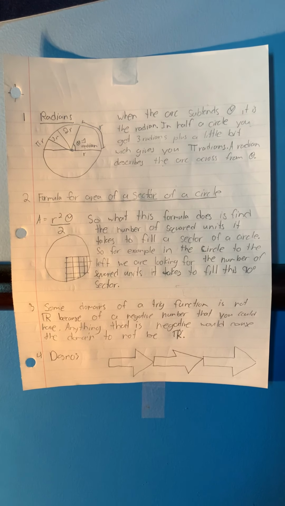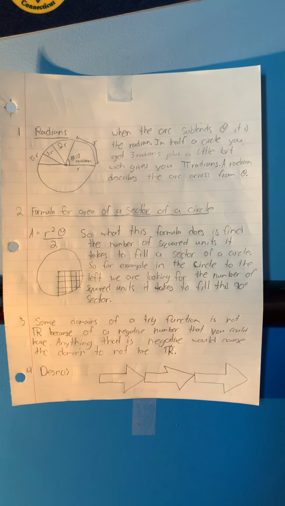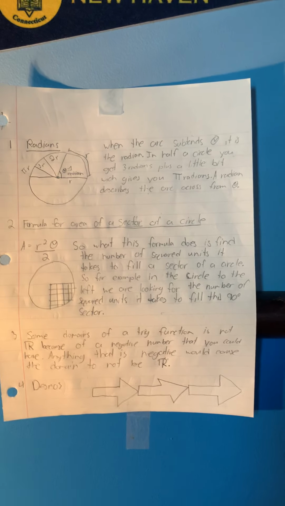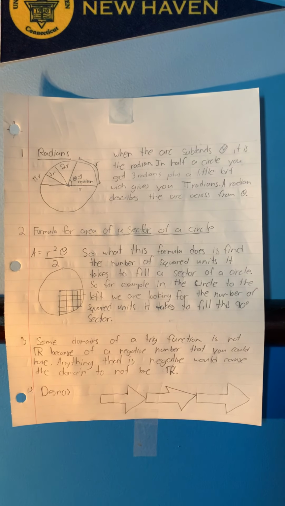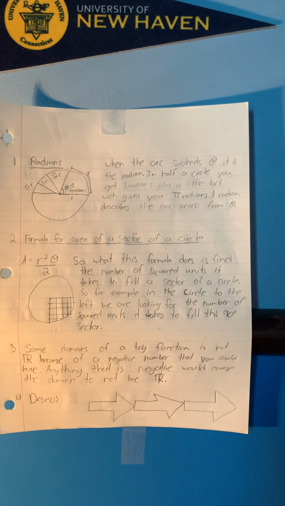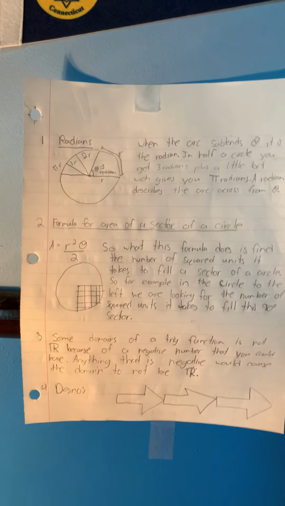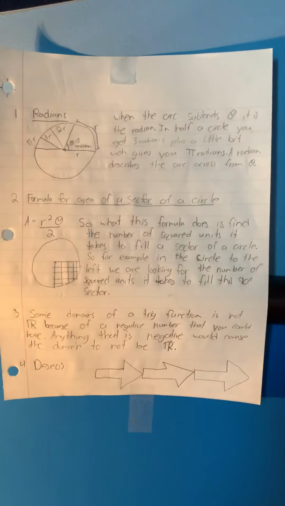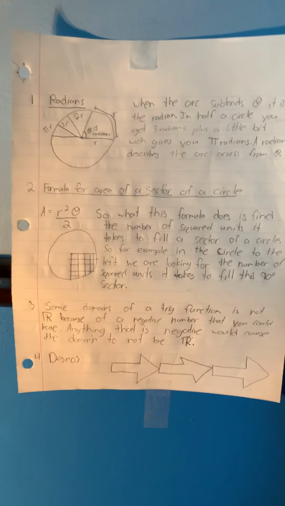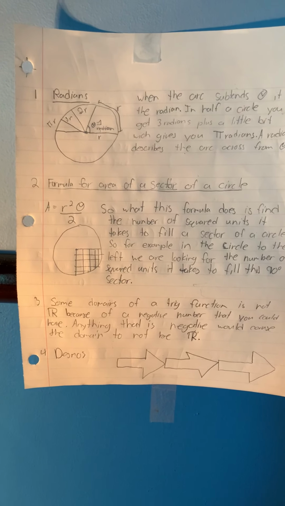So in the first problem, we'll be talking about radians. For a radian, when the arc subtends theta, it is the radian. In half a circle, you get 3 radians plus a little bit, which gives you pi radians. And the radians describe the arc across from theta.